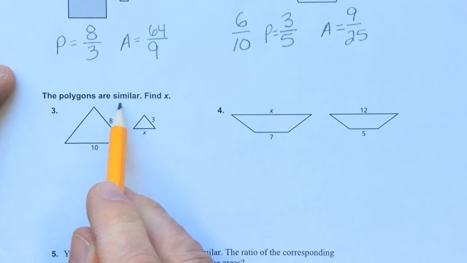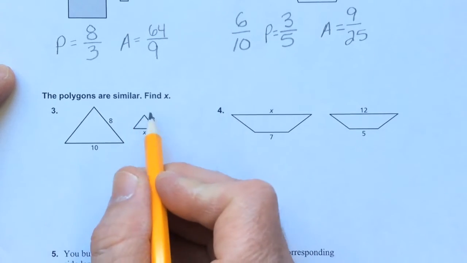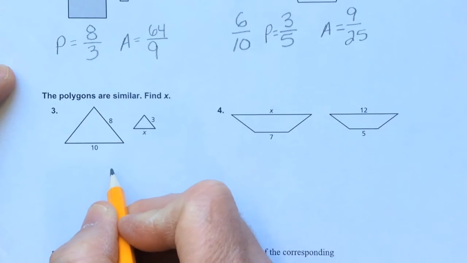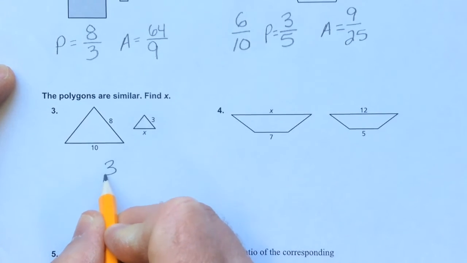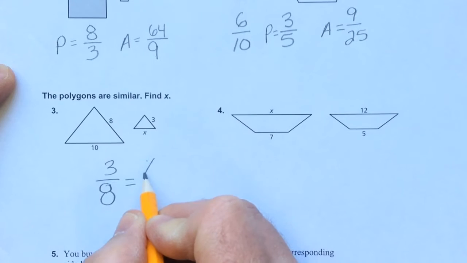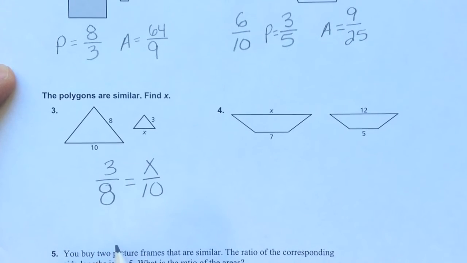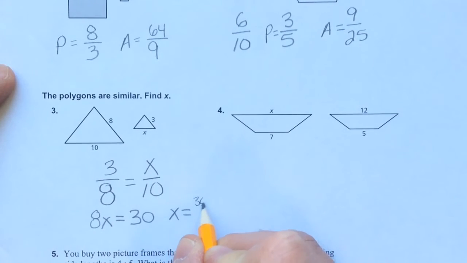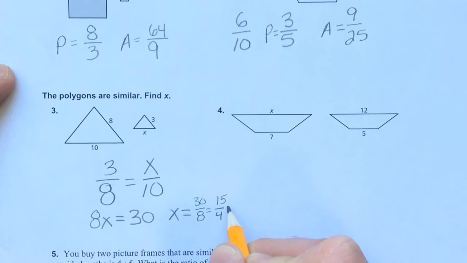The polygons are similar. Find x. I'm going to put that small figure on top this time, so it'll be 3 over 8, corresponding sides, equals x over 10. I'll do cross products here and get 8x equals 30. So x equals 30 divided by 8. 30 over 8, dividing top and bottom by 2, I would get 15 over 4, which is the same as 3.75.